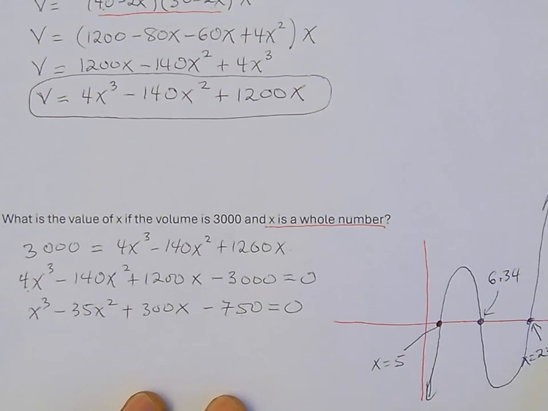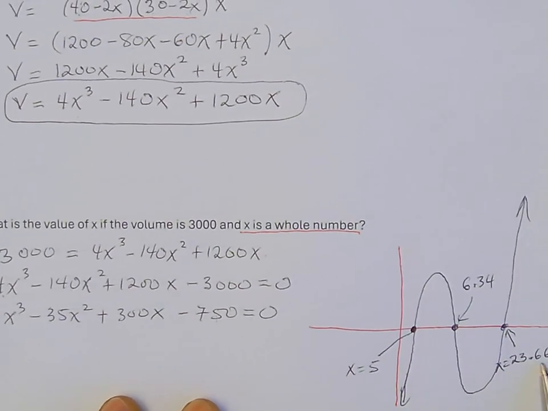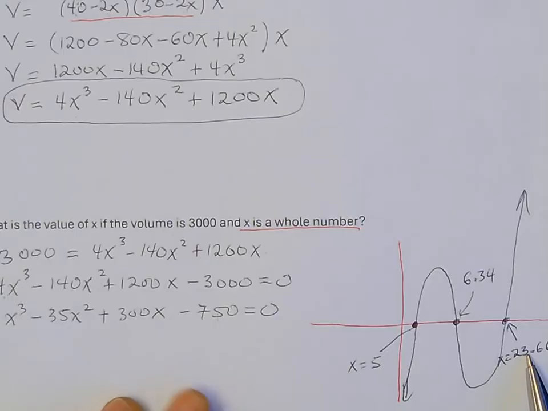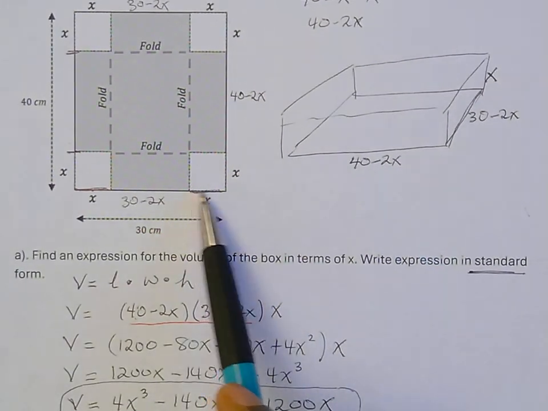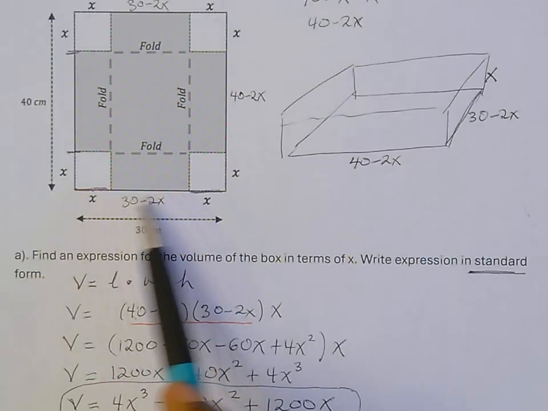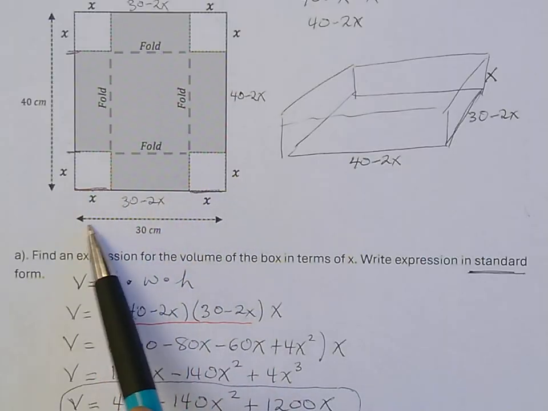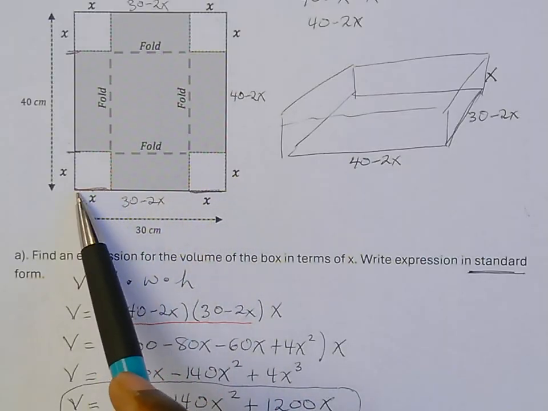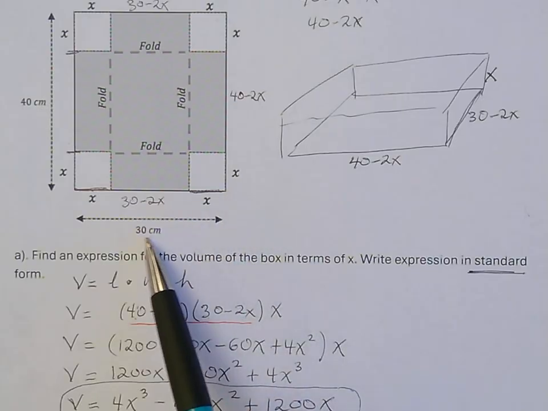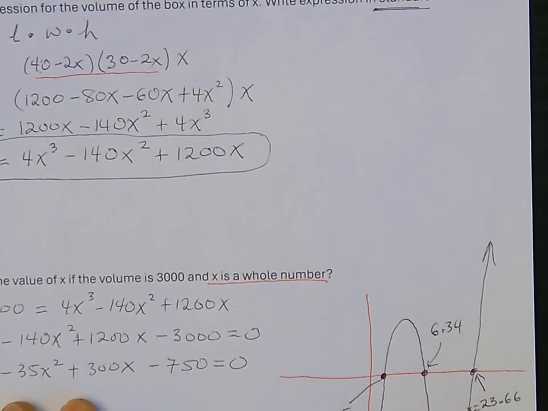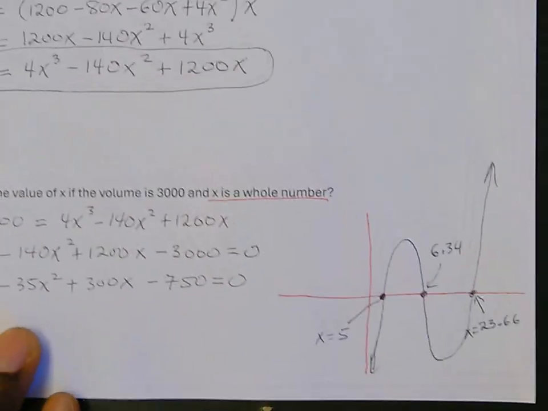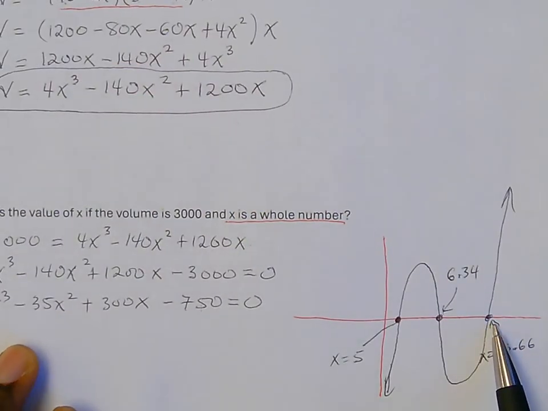And the value 23.6 would not even make sense. When you go back to the original question, if I cut off 23.6 here, cut off 23, that is not going to be possible. The whole length is 30, so cutting off 23 is going to be more than 30. So this answer is not even valid. This x value is not valid.